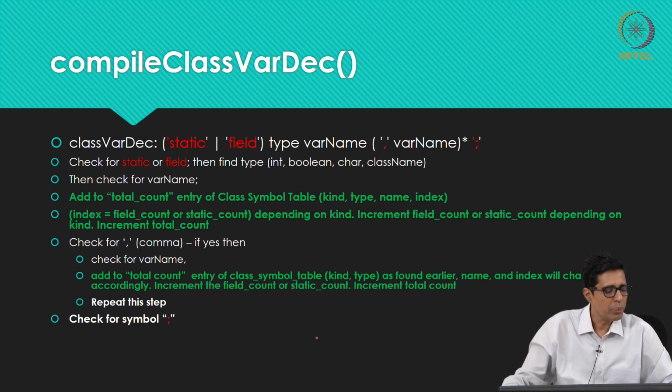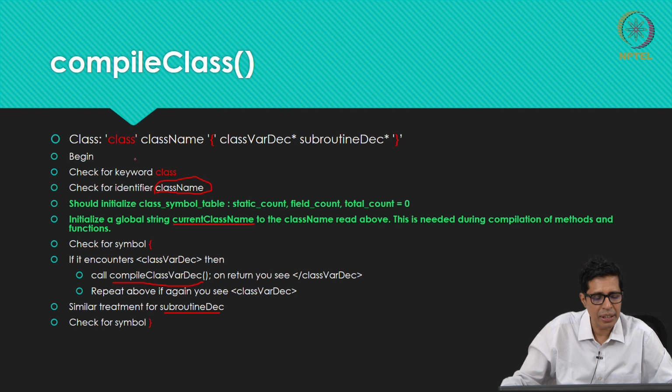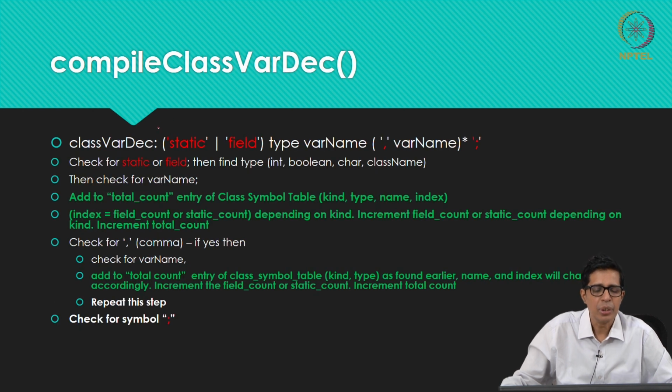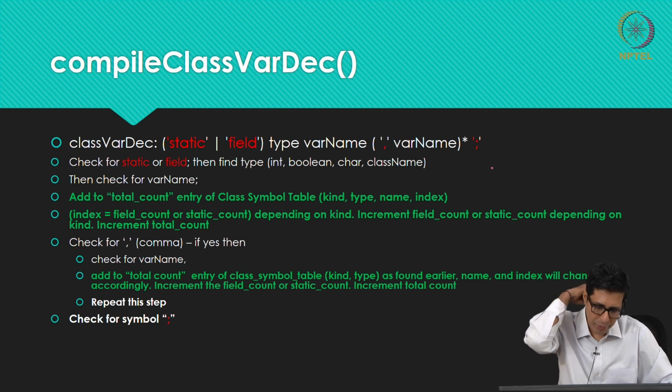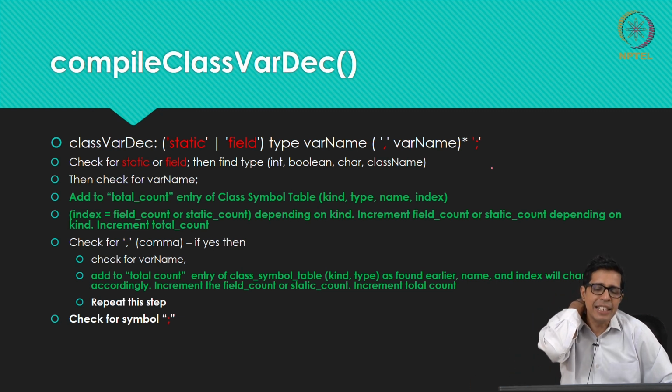Right. Now let us go to compile class var dec. After your class finishes these things, the first thing it will call is compile class var dec. Now the class var dec rule is that I should see a static or field, then there should be a type, then a variable name followed by multiple variable names. So there will be one variable for sure, but there can be multiple. For example, I could have static int i, j, k, right?